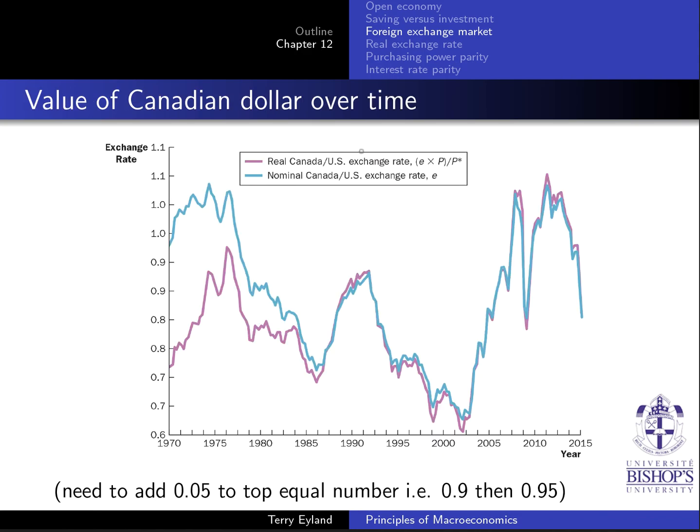And if we look at this graph here, just focus on this bluish line for now, and you can see that the rate between Canada and the States has changed quite drastically. We'll talk about the real exchange rate in the next section, so don't worry about that just yet. But just know that it fluctuates a lot.